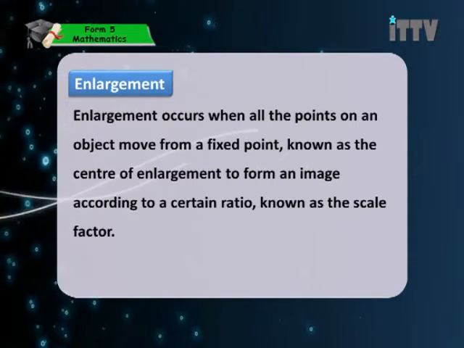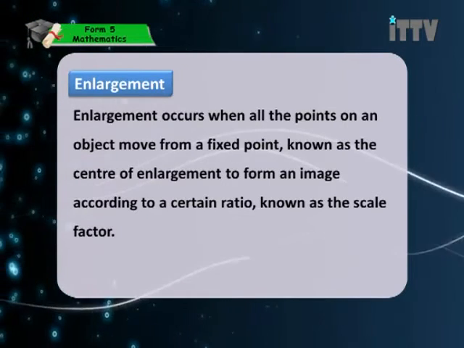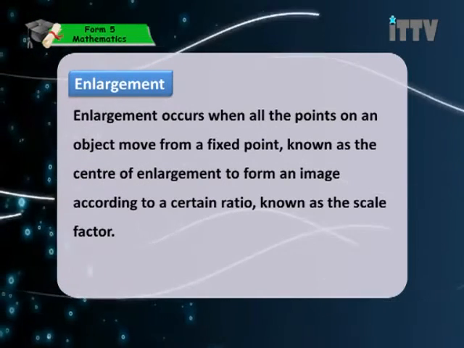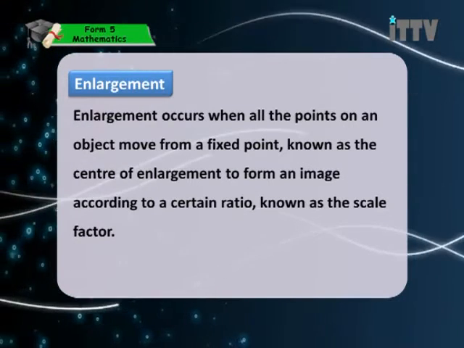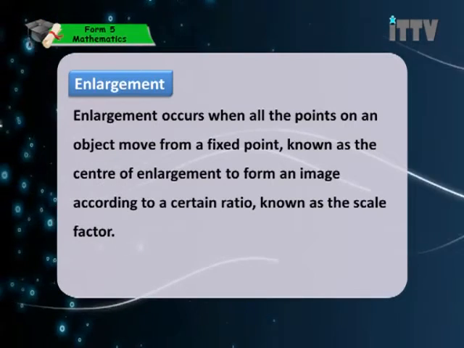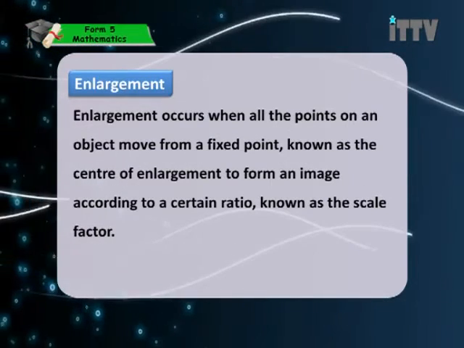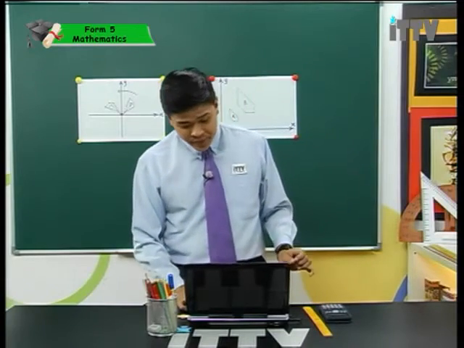Enlargement occurs when all the points on an object move from a fixed point, known as the center of enlargement, to form an image according to a certain ratio, known as the scale factor. So this is what you call the properties of an enlargement. You're actually resizing an object.